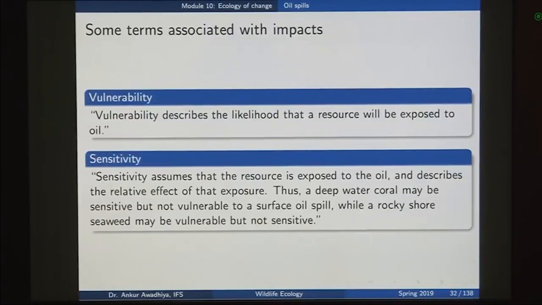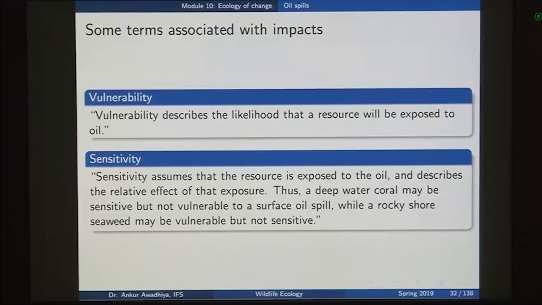Now, when we talk about the impact, there are these two terms that we should know. The first one is vulnerability. Vulnerability describes the likelihood that a resource will be exposed to oil. And sensitivity says that if a resource is already exposed to the oil, what are the impacts or the effects of that exposure.